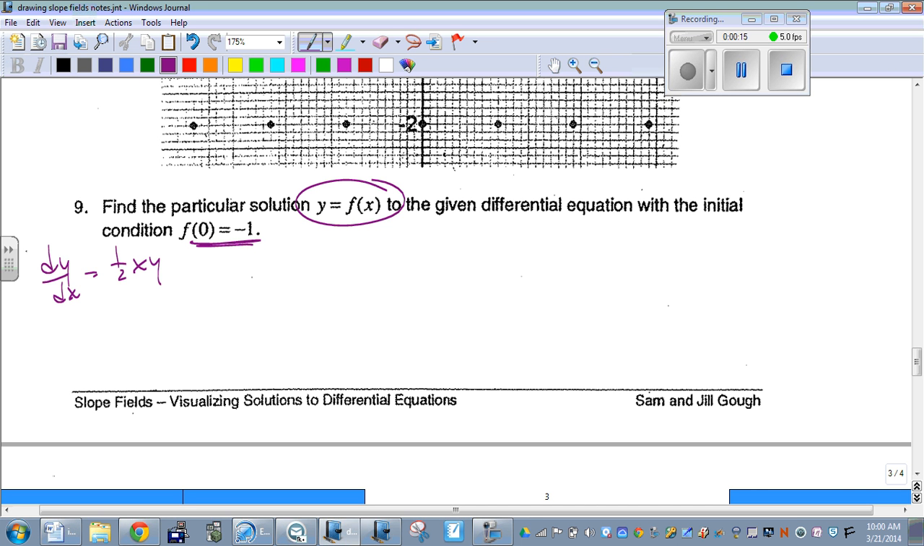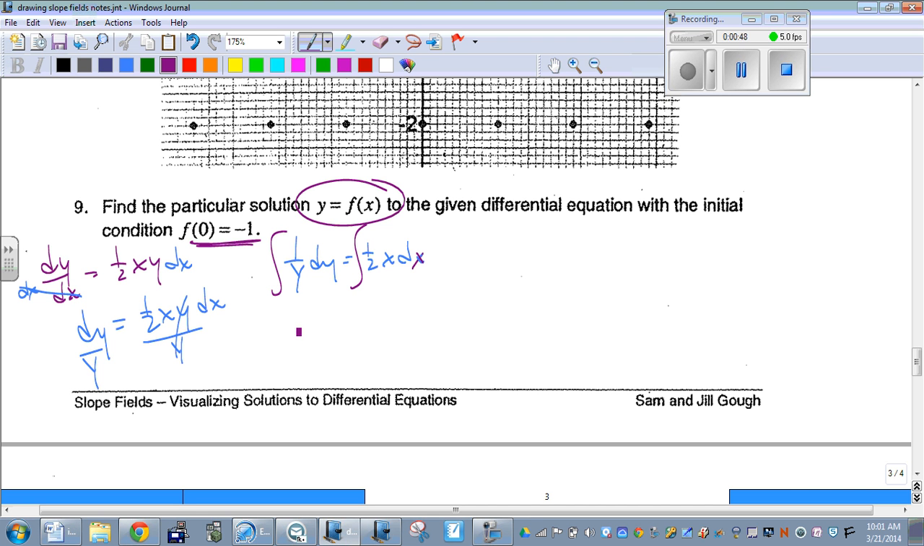So the first thing we're going to do is multiply both sides by dx. We get dy equals 1/2 xy dx. But we need the x's with dx, the y's with dy, so we're going to divide both sides by y. And we get 1 over y dy equals 1/2 x dx. So now that the variables are separated, we can do the antiderivative of each side.